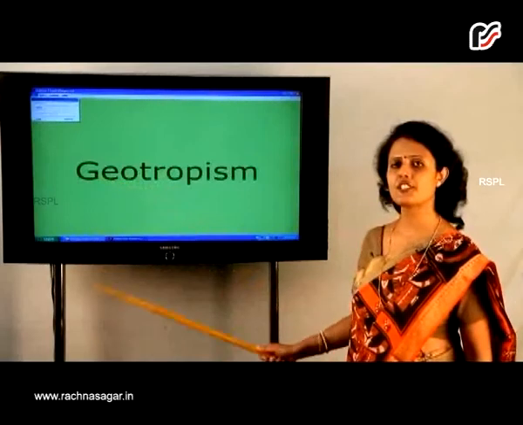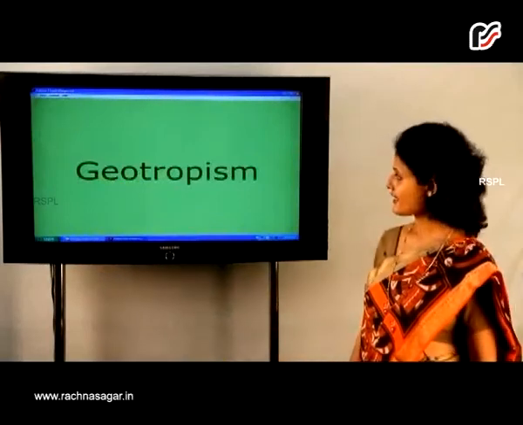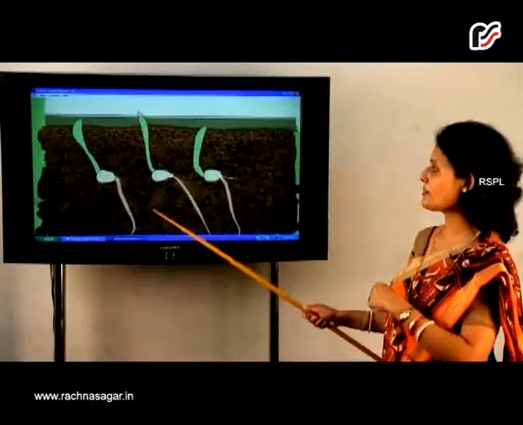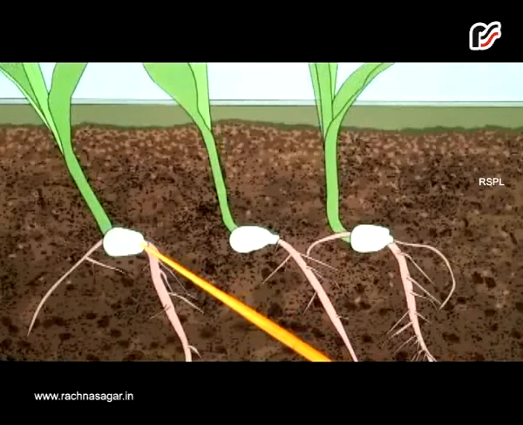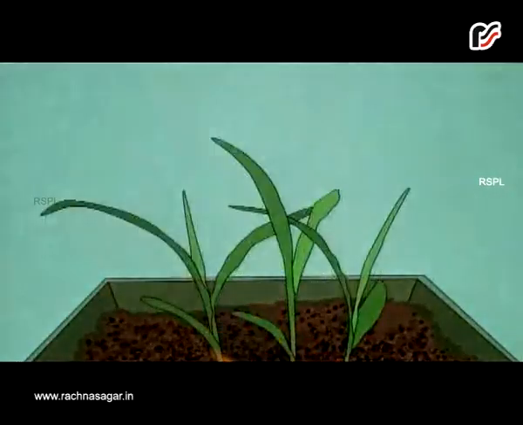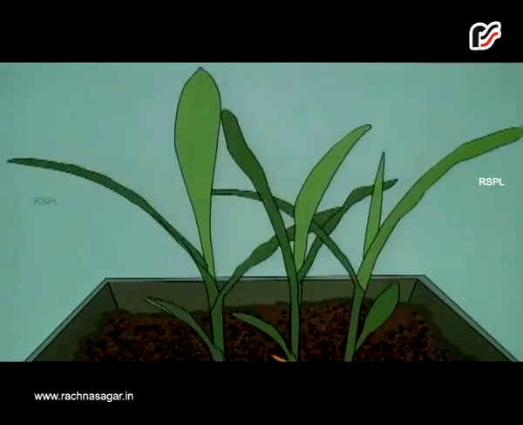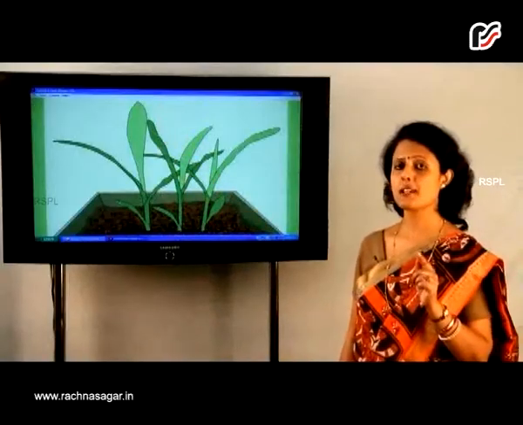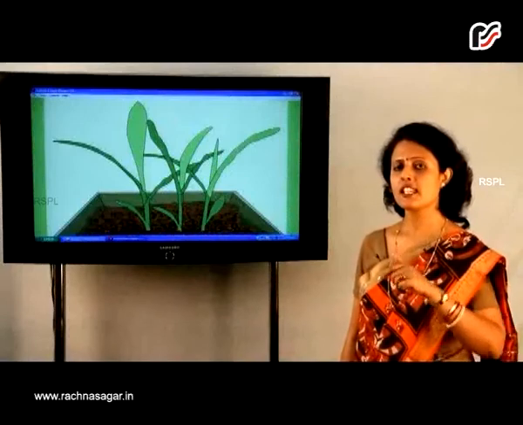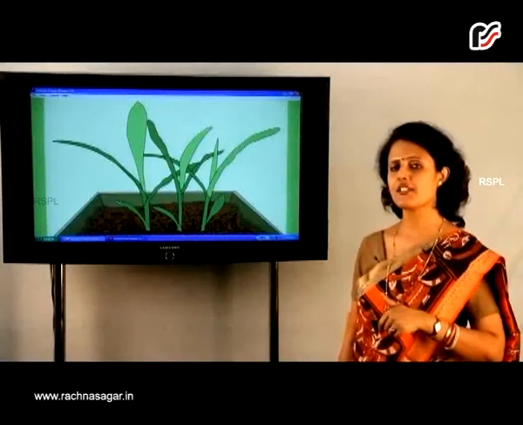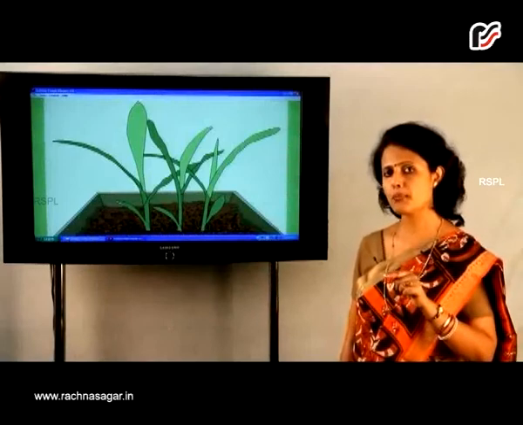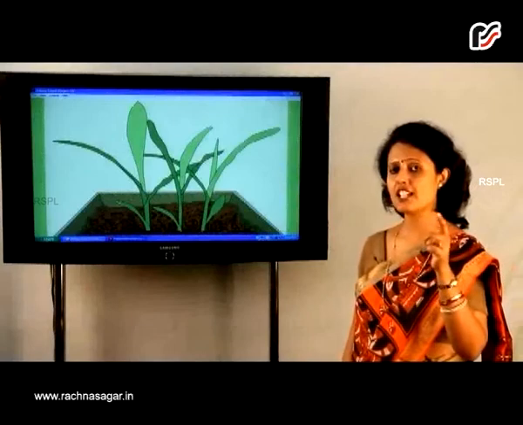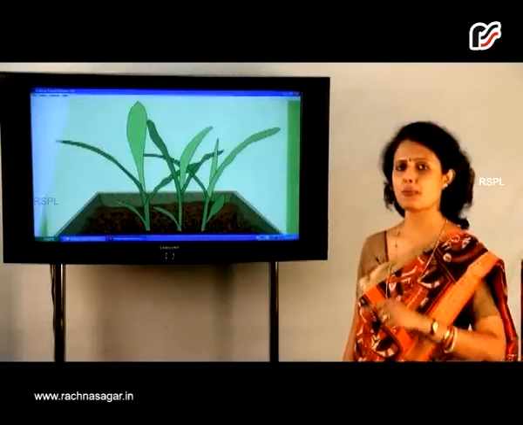Here geo actually refers to gravity. Let's have a look here. We are going to observe a tropic movement seen in plants. Here you see the seeds are germinating, the roots are moving towards gravity, whereas the shoot is moving towards the light source. So please remember, geotropism means the roots going towards gravity show positive geotropism, whereas the shoot which grows away from gravity shows negative geotropism.